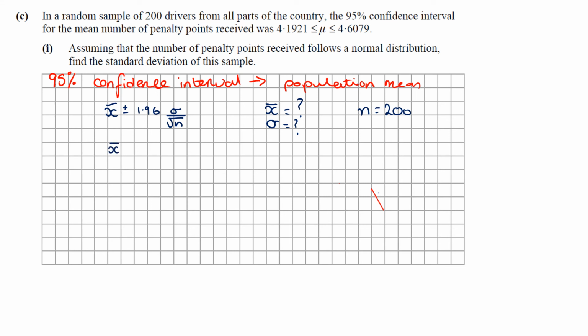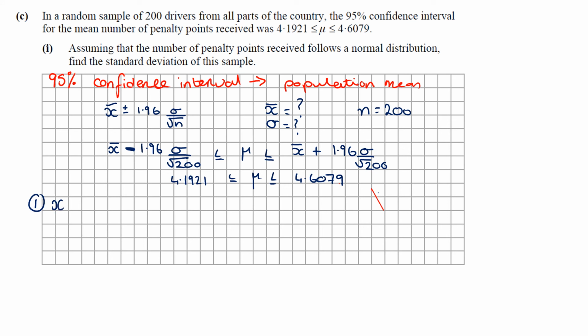We get x bar plus or minus 1.96. Actually, we're going to turn this into the range of values: x bar minus 1.96 sigma over root 200 is less than or equal to mu, is less than or equal to x bar plus 1.96 standard deviation over root 200. Now, we know that 4.1921 is less than or equal to mu is less than or equal to 4.6079.